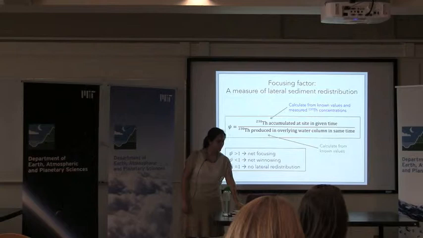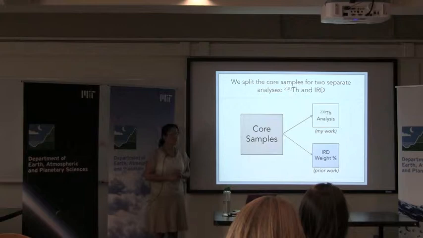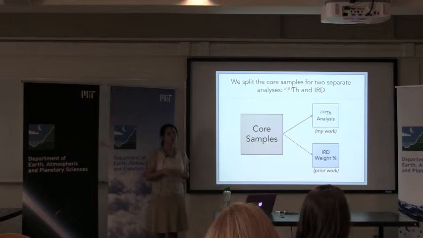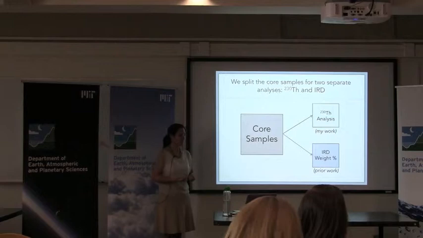Okay, so now I'll explain how we actually measured 230 thorium concentration. From prior work at Wellesley, we have the IRD weight percent, and we get this by sieving the sample into size fractions, so separating the grains into what sizes they are. And we assume IRD to be the coarse fraction, so the largest fraction, which we took to be greater than 150 microns. And this is a pretty good assumption because the other constituents that you'd expect to see in deep sea sediments aren't going to be that large. So that's how we find what the IRD weight percent is.